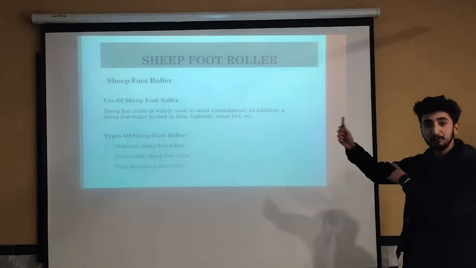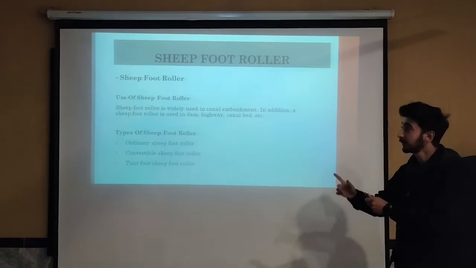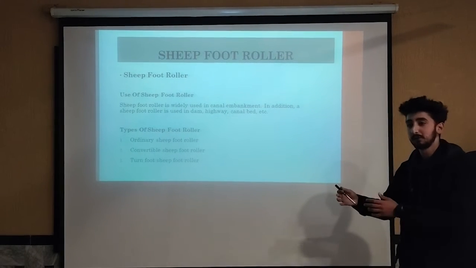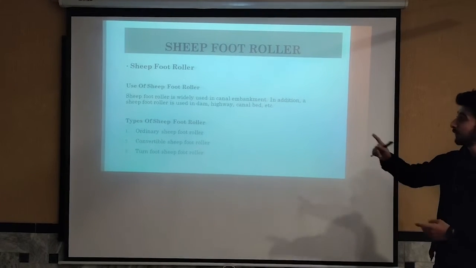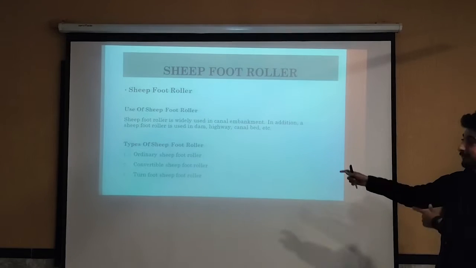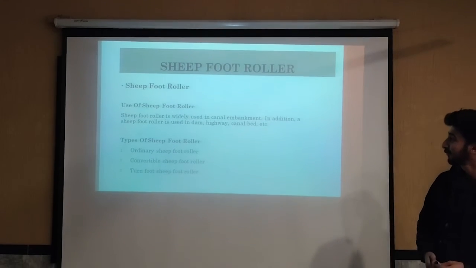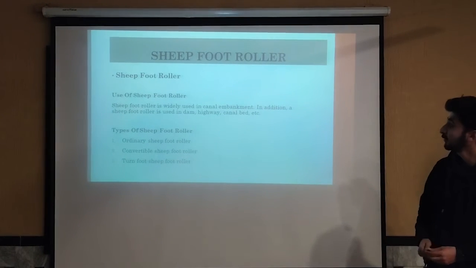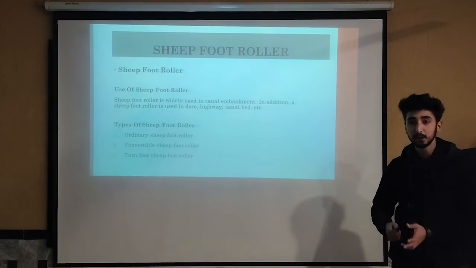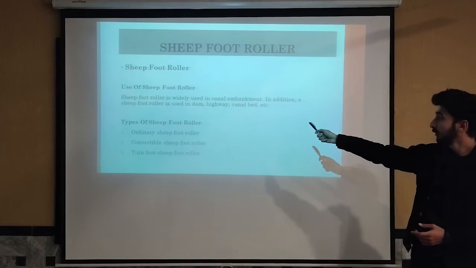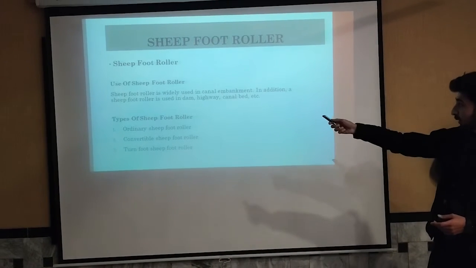As we saw in the previous video, there was a roller and it had the sheep foot. It was a sheep foot roller, and the land was being compacted by that. As you saw in that video, this is the use of the sheep foot roller. Sheep foot roller is widely used in canal embankments. In addition, a sheep foot roller is used in dams, highways, and canals, etc. It can be used at other times too, but canal beds, highways, and dams are the most important places where they are used.